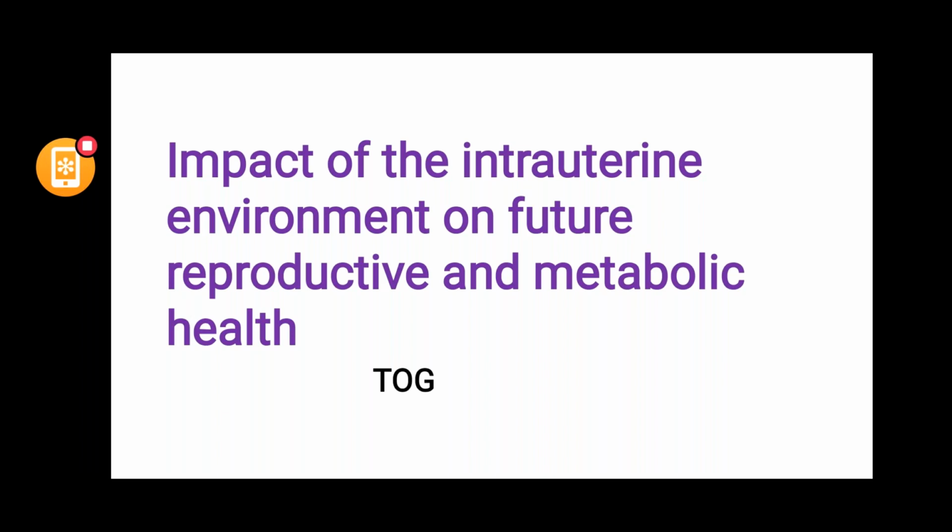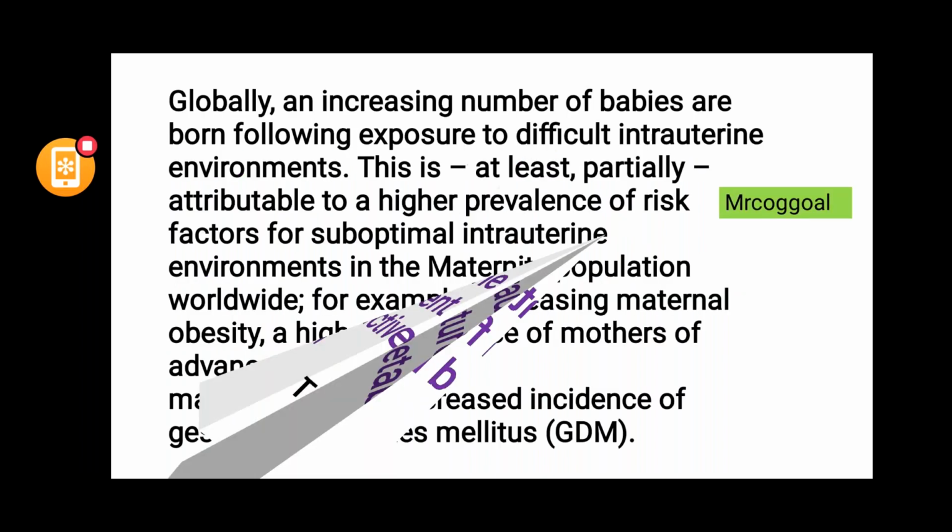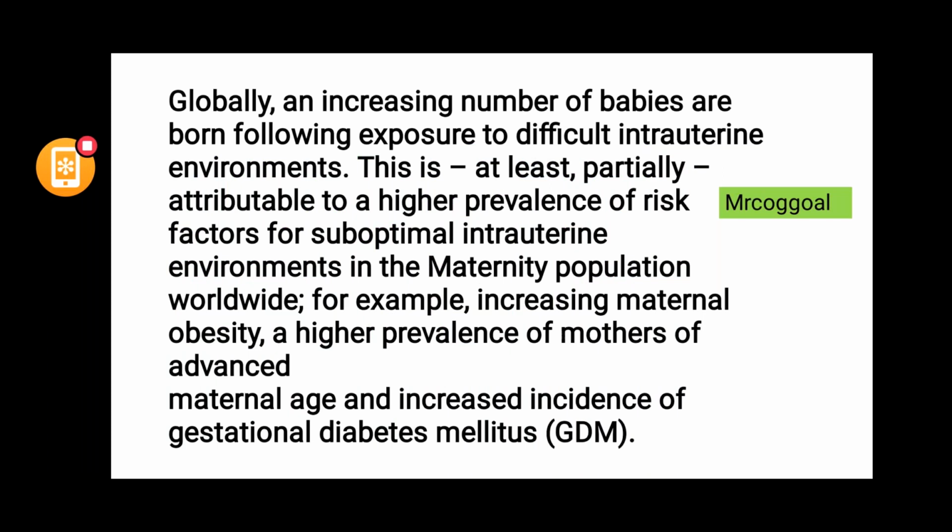So this is the talk that appeared in April 2022: Impact of intrauterine environment on future reproductive and metabolic health. We know that whatever environment the fetus gets in the uterus changes the metabolic structure and the genetics of the baby, and mostly that is how the whole life of the baby changes according to the intrauterine environment. That is the whole gist of this TOG article. The reason I've taken it is to show how you can skip the maximum and still revise all the important things, right?